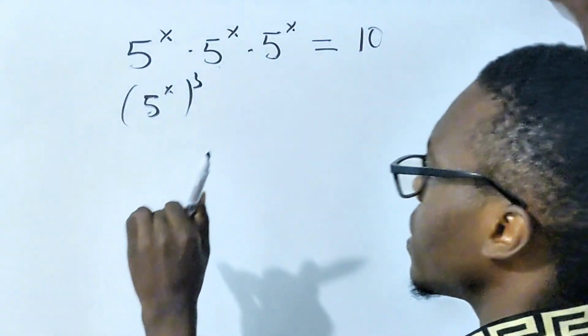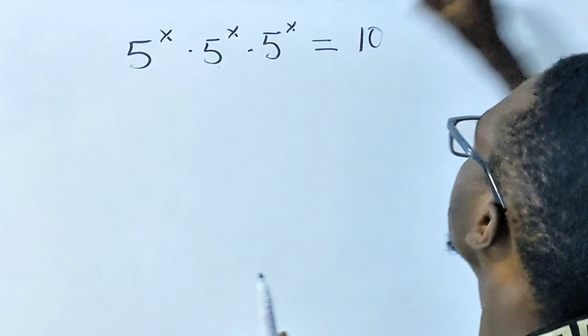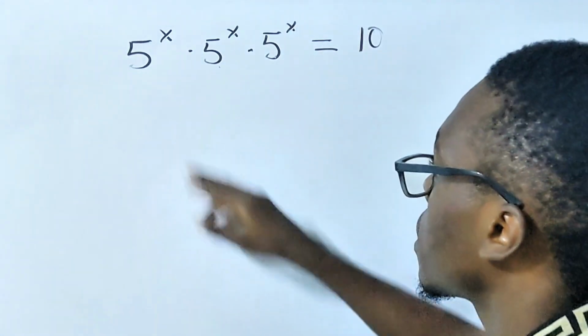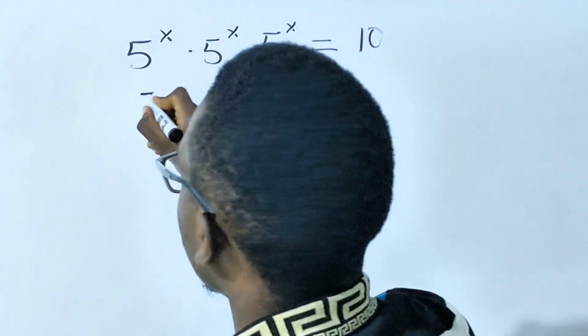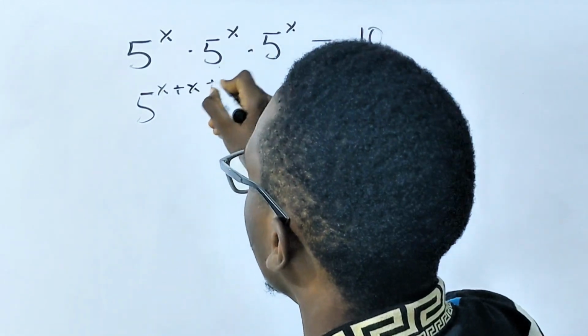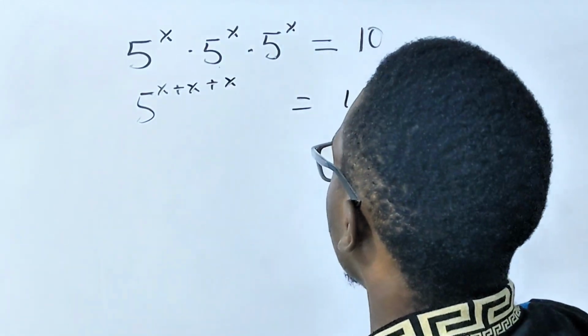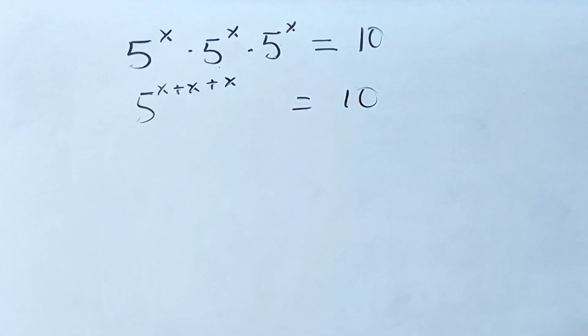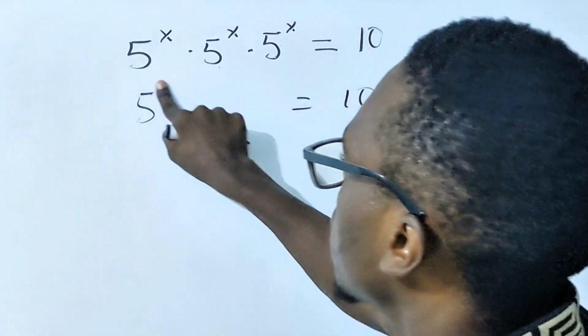Or using the basic principle that we all know, since we have all the same base, you can have 5 to the x plus x plus x, we add all the powers. That will be equal to 10. Hence, adding all, we are going to have 3x.